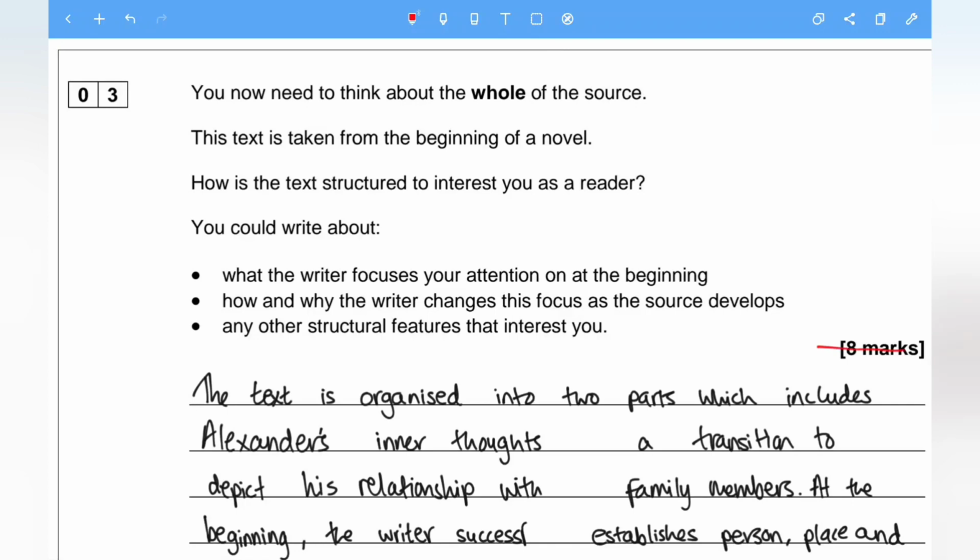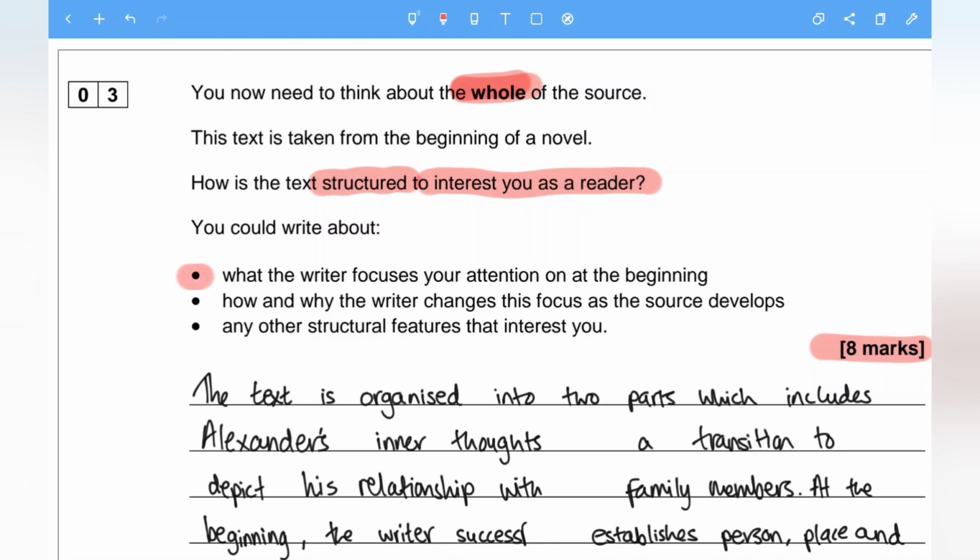So this question is often poorly answered by students. So what I wanted to do is to go over the question and show you how to write the ideal answer. Now, first of all, as you know, this question is about the whole of the source. So we need to clearly focus on the entire text, from the beginning to the middle to the end. How is the text structured? So what does this mean? This means how the text is organized to interest you as a reader. So we are looking at all the ways structure can be used to make it interesting.